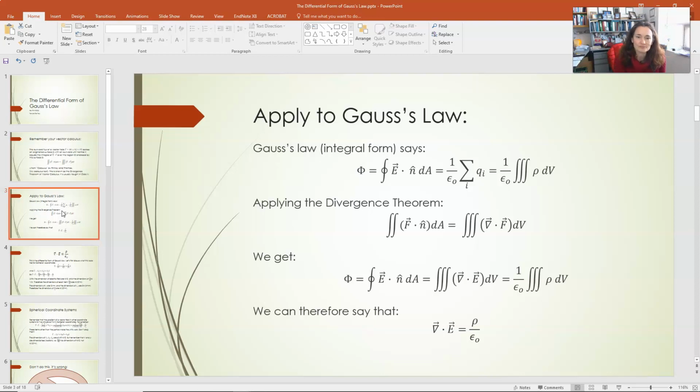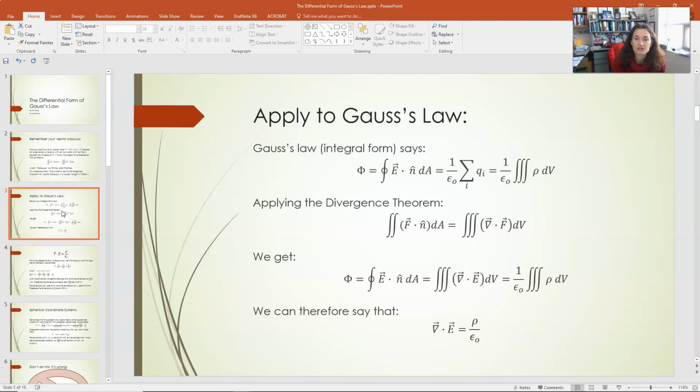Okay? So basically, the electric flux is how much electric field pierces through an area created by this imaginary construct, our imaginary Gaussian surface. And that amount of electric flux, Gauss's law says, is proportional to the enclosed charge with a constant of proportionality of 1 over epsilon naught. Now let's take that integral form of Gauss's law and look at our divergence theorem again and apply it.